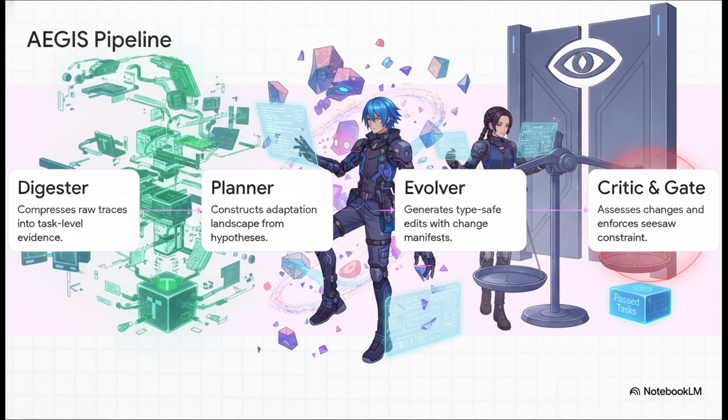Now, the real secret sauce here is the deterministic gating sequence that enforces precise variant isolation. Any candidate edit has to survive a rigorous 4-stage pipeline. First up, the digester. It compresses raw traces into structured task-level evidence. Second, the planner constructs an adaptation landscape based on trace-grounded hypotheses. Third, the evolver writes type-safe candidate edits with very explicit change manifests. And finally, the critic and gate step in. They assess these changes and enforce a strict seesaw constraint. This is absolutely vital. It completely blocks any regressions on previously solved tasks. No edit ships without passing this gate, period.